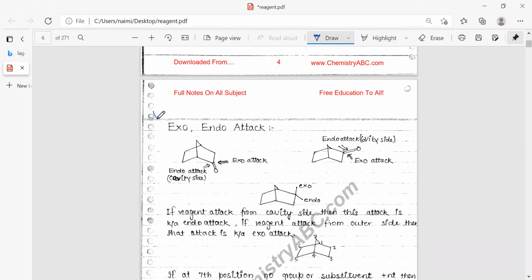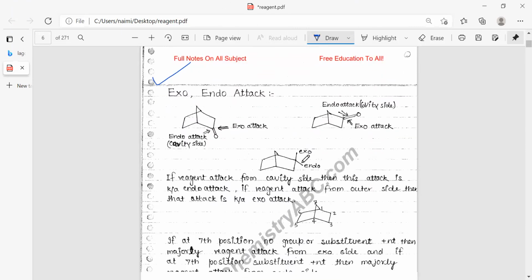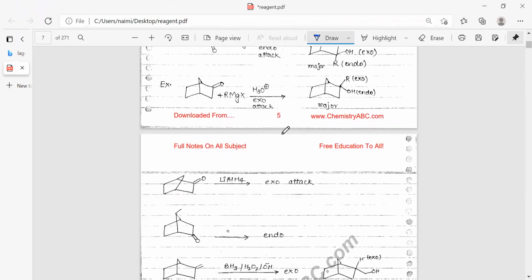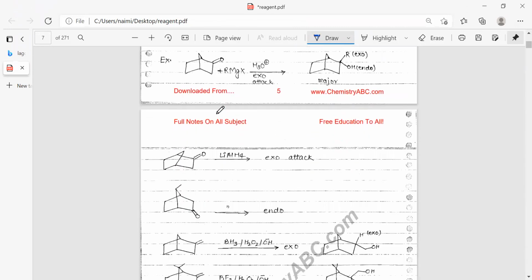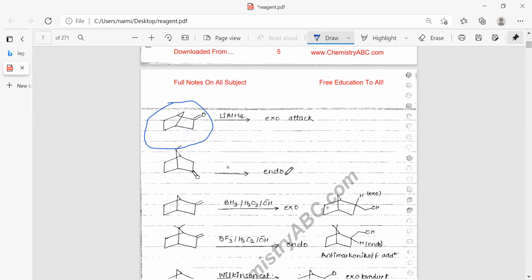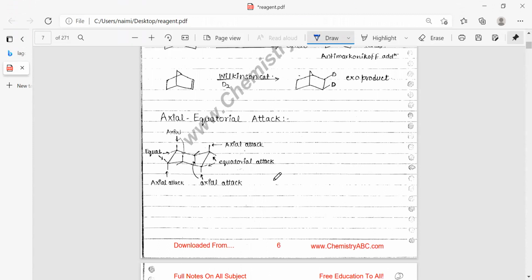Exo and Endo attack have also been explained. So in this lecture, I have also explained some examples. By taking examples, I classified which reagent will attack on the Endo position and which reagent will attack on the Exo position, depending on the structure of the substrate.